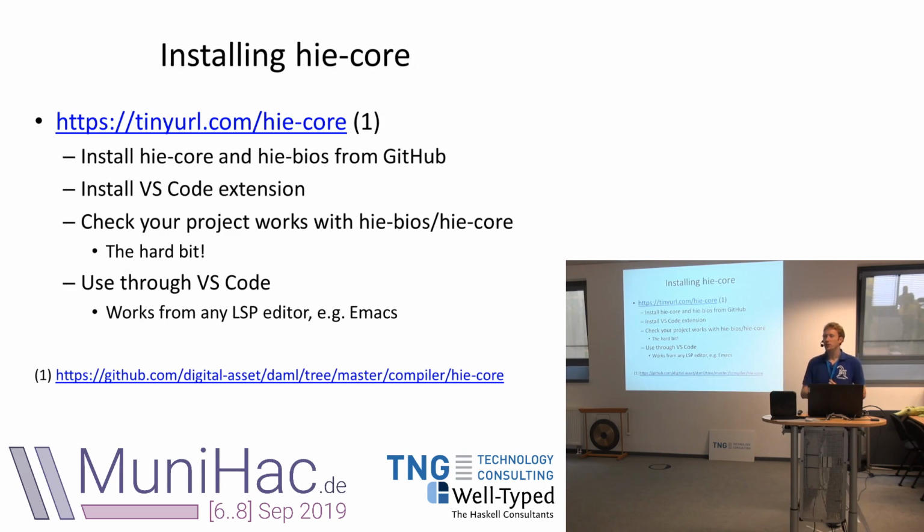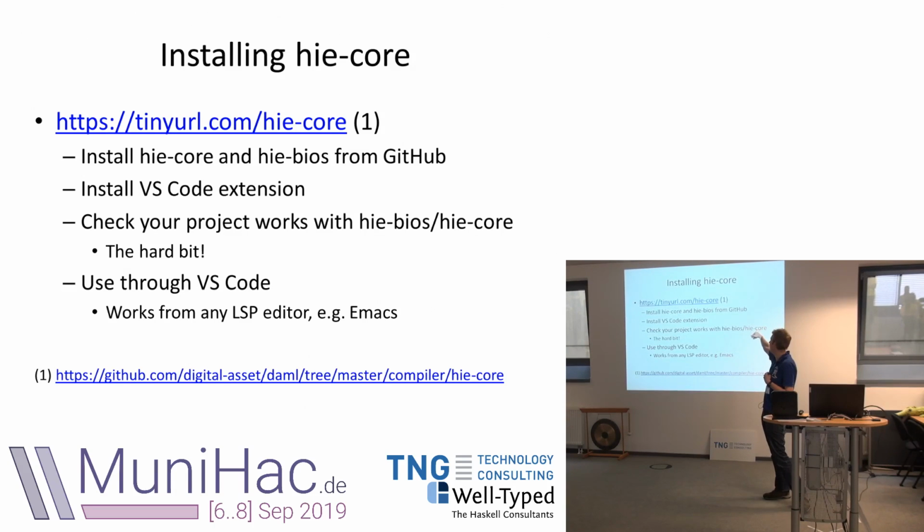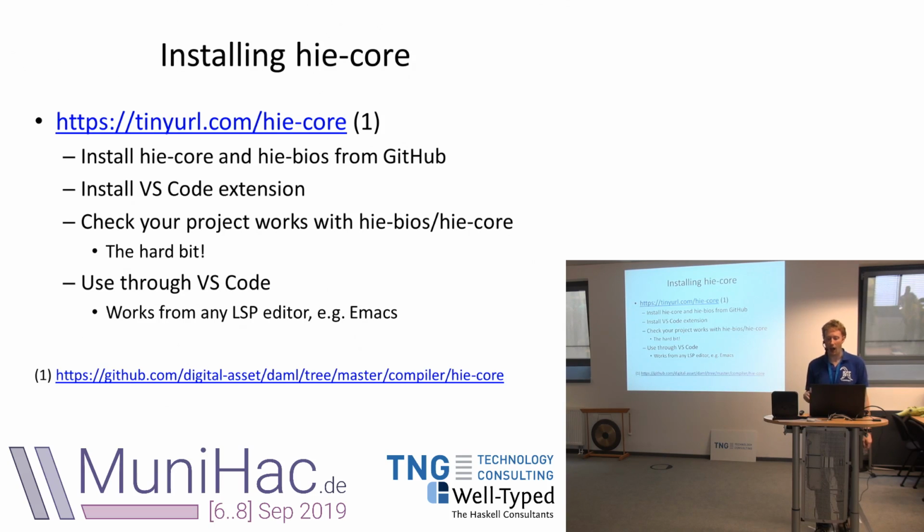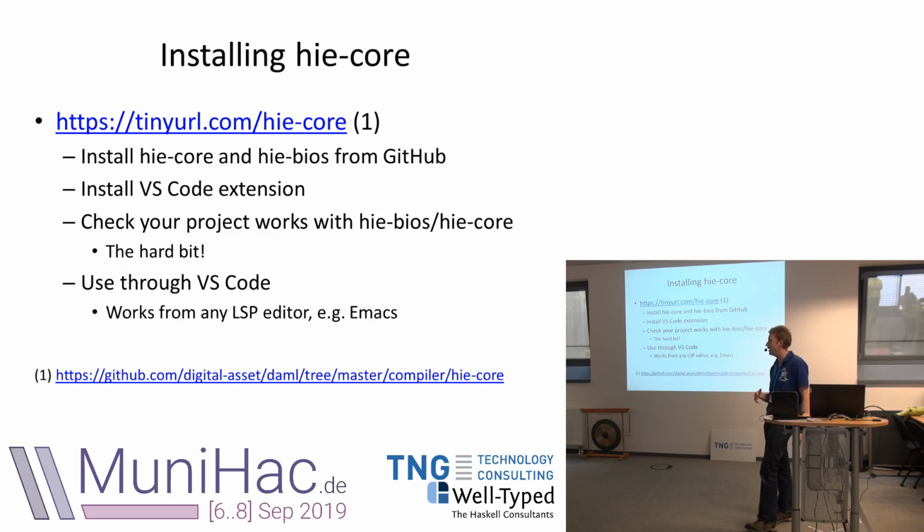So if you want to install HighCore, come to this table afterwards and we'll talk you through it. But basically, go to this URL. You need to install HIE BIOS from GitHub, unless, Matthew? Cool. You can install HIE BIOS from Hackage, so that makes it massively easier. So you can just install HighCore. It's at this location. You install a VSCode extension. There's also an Emacs extension, and I'm led to believe you can set up an LSP extension for Vim quite easily, but there is an instruction, so if someone wants to try that.